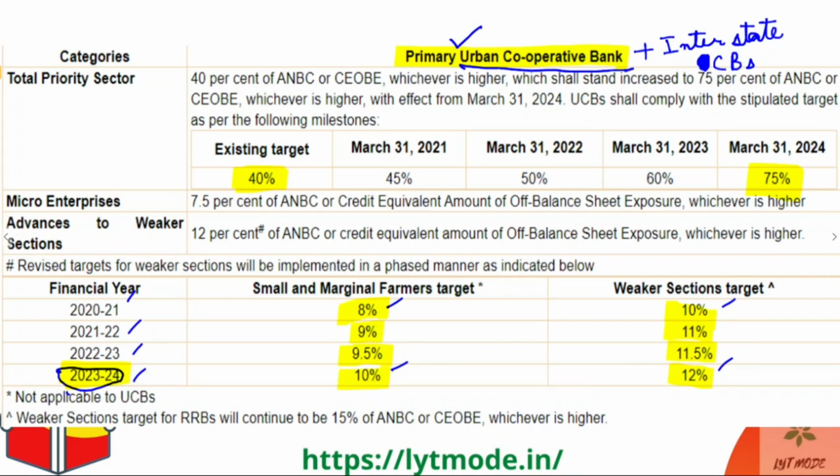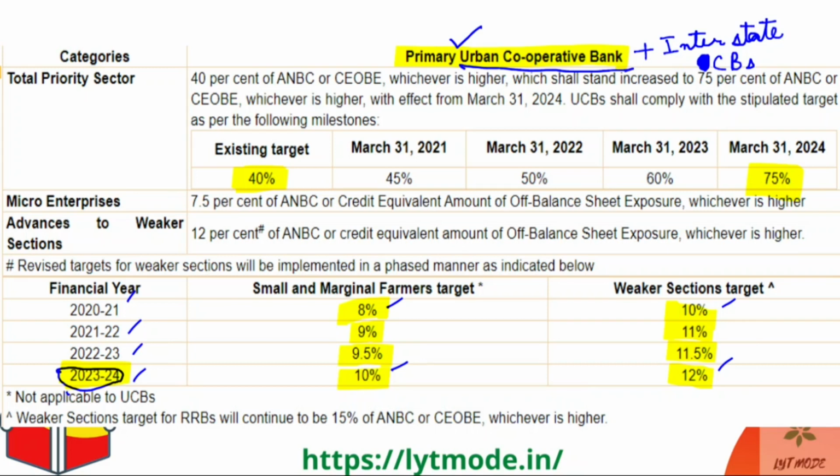Come on, give more PSL lendings, because that is what you're actually made for. And that is right, because cooperative banks were actually formed to serve society and to lend more to the weaker sections, to the people who are not able to get credit, and not just do the primary banking functions which all other banks do. So RBI is like, come on, what are you doing at 40%, get up and go to 75%. You have to go there, there's no other option.